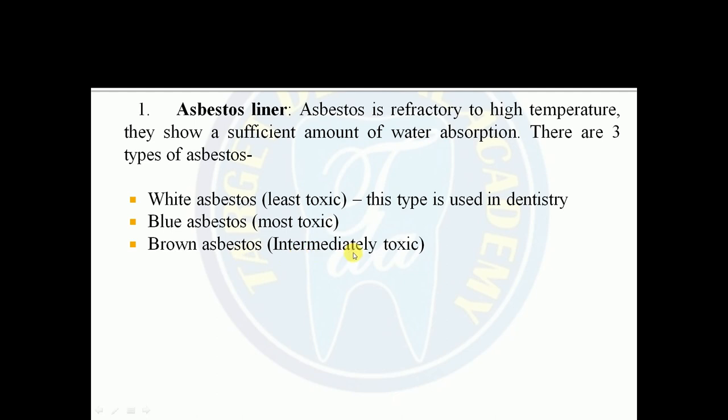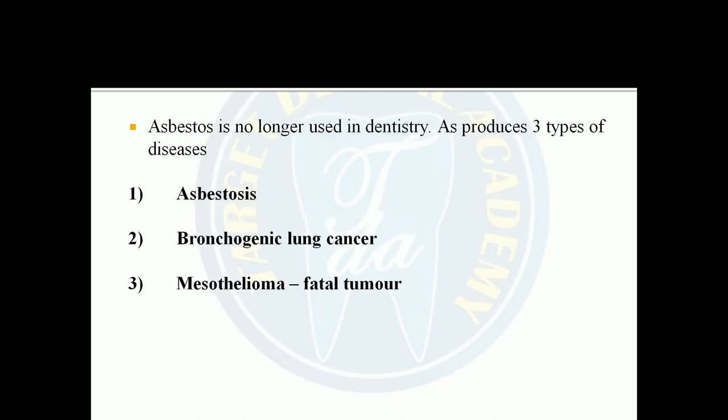So one MCQ was there in your AIPG exam: asbestos liners are used in a casting ring, your answer is to permit expansion of the mold. Asbestos is no longer used in dentistry because it produces three types of diseases: asbestosis, bronchogenic lung cancer, and mesothelioma, which is a fatal tumor.